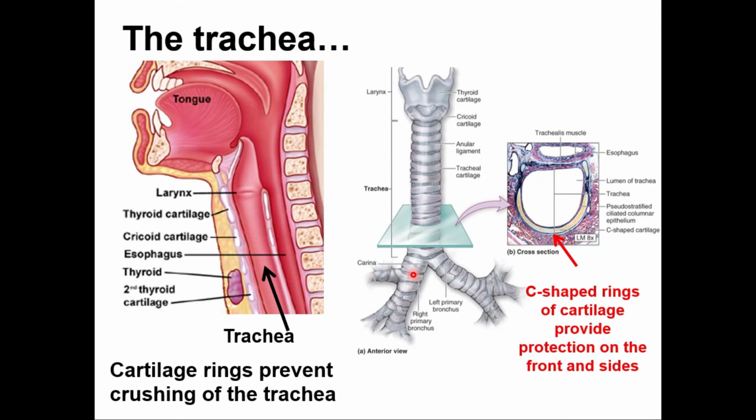What are the important functions of the trachea? It connects the larynx with the bronchi. It is lined with ciliated mucosa that beat continuously in the opposite direction of the incoming air. It expels mucus loaded with dust and other debris away from the lungs, and its walls are reinforced with C-shaped hyaline cartilage, as we can see here in this diagram. These C-shaped rings of cartilage provide protection on the front and sides. Cartilage rings also prevent crushing of the trachea.